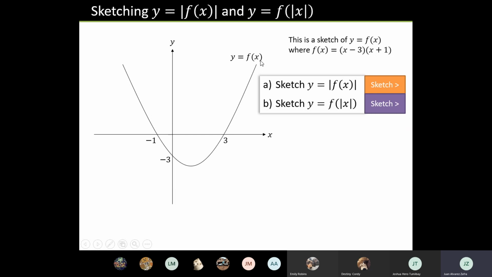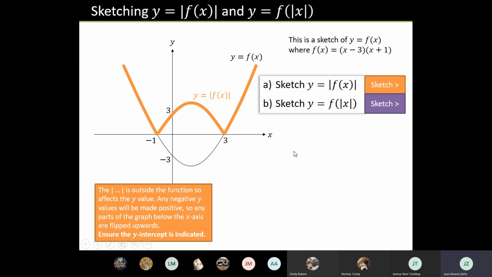What personally I do is I label this part of the curve y equals x minus 3 times x plus 1, and this one here too. But this part of the curve that comes up here will be the negative of that. So this will be y equals minus x minus 3 times x plus 1. So let's just sketch that, and you can see it looks like that. Okay, they haven't labeled each part of the curve, but I would.